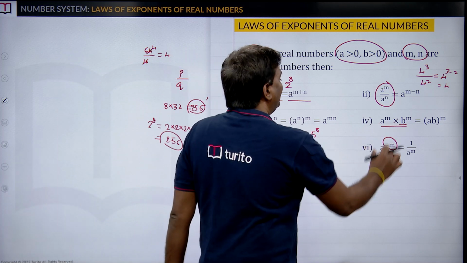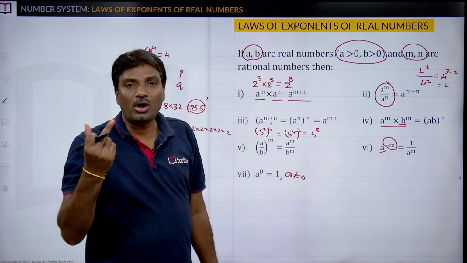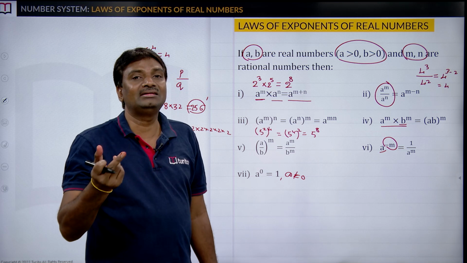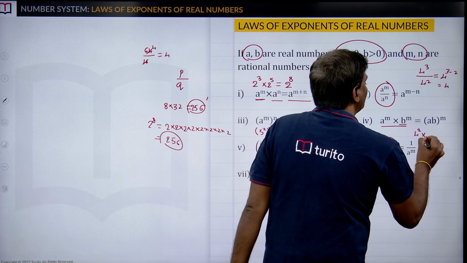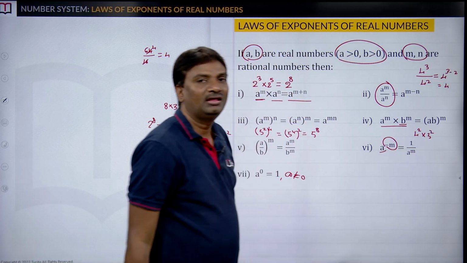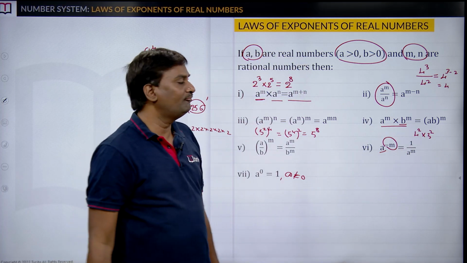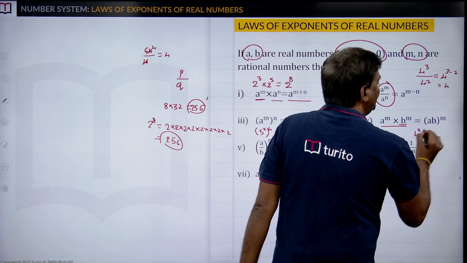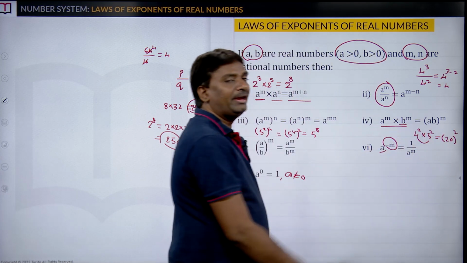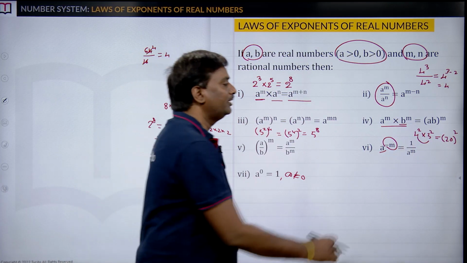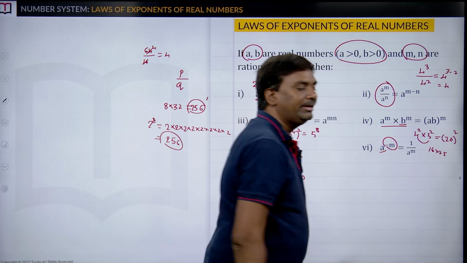If you take a power m into b power m, here you have to take the same power but the bases are different. For example, if we take 4 square into 5 square, in place of a we have 4, in place of b we have 5. So we can write a into b, 4 into 5, 20 whole square, where 4 square means 16, 5 square means 25, 4 square is 16, 5 square is 25.